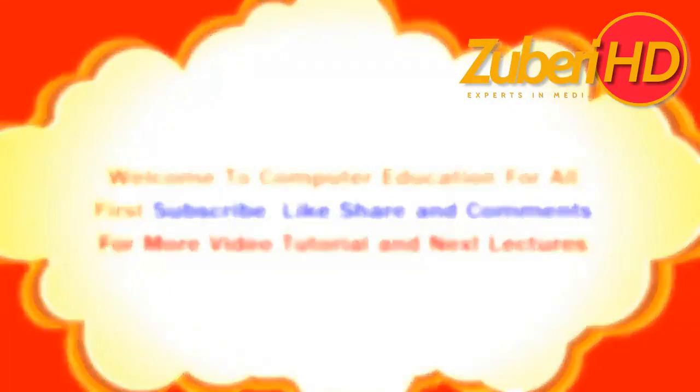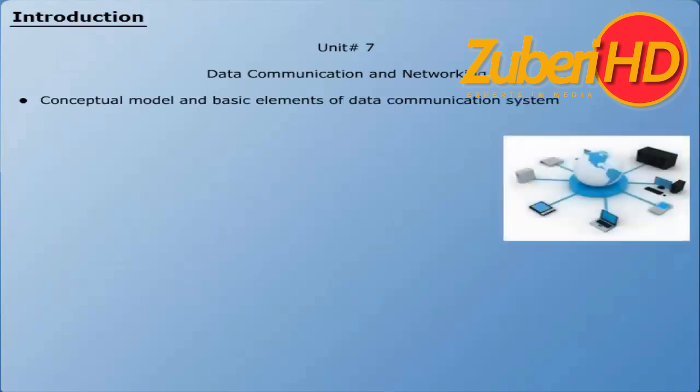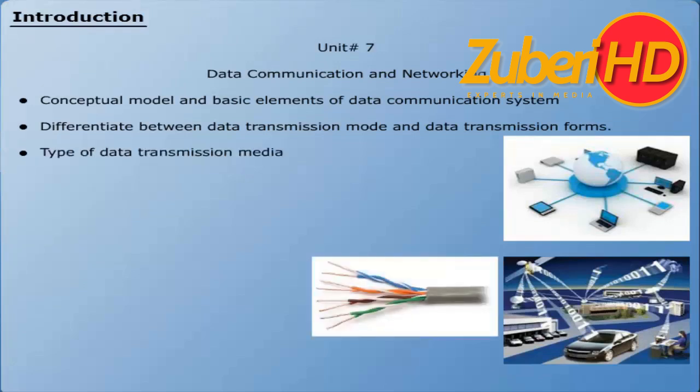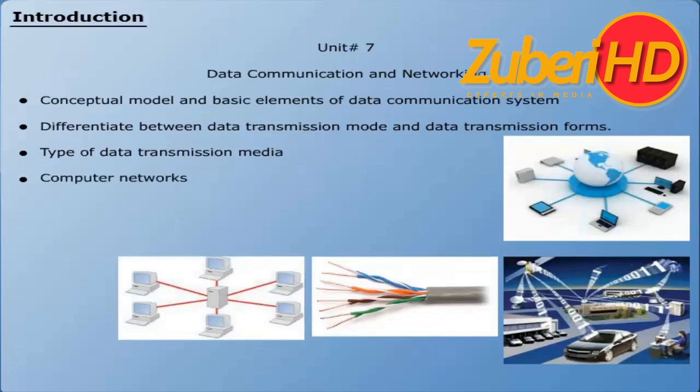This program comprises Unit number 7, Data Communication and Networking. After the completion of this unit, you will be able to learn the conceptual model and basic elements of data communication system, differentiate between data transmission mode and data transmission forms, understand different types of data transmission media, know about basic concepts of computer networks, have a knowledge of switching and routing techniques, understand concepts of OSI layer model.